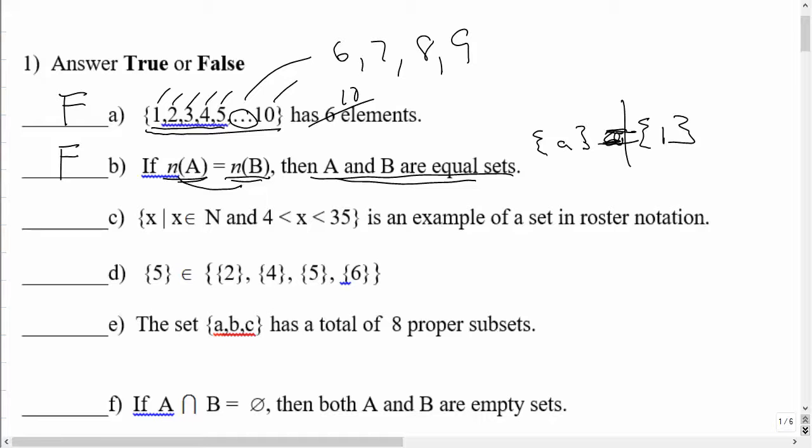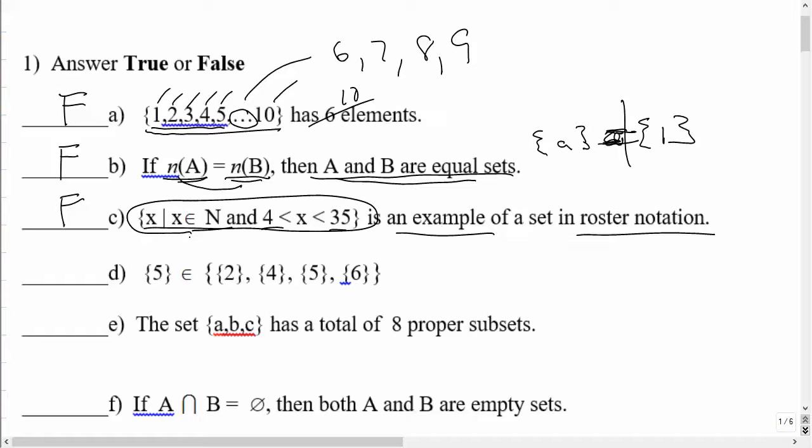Anyway, C. Alright. Now this is set builder notation. I don't normally include this on an exam, okay, but here it is. X is a number in the natural numbers that is between 4 and 35. Is this an example of a set in roster notation? And this is false. And the reason why? This is actually set builder notation. Roster notation means you're going to list the elements in the set. So if I was using roster notation, I would be listing out all the elements in a set. So that's why this one's false.